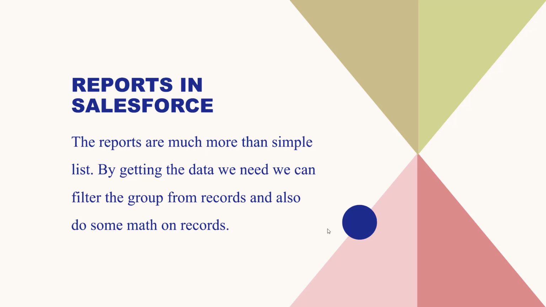Reports are tabular-format information about something meaningful and important for business users. It is a list of records that meet the criteria we define and also gives the answer to questions. Reports are much more than simple lists. By getting the data we need, we can filter and group records and also do some math on records. We can also show them graphically in charts.